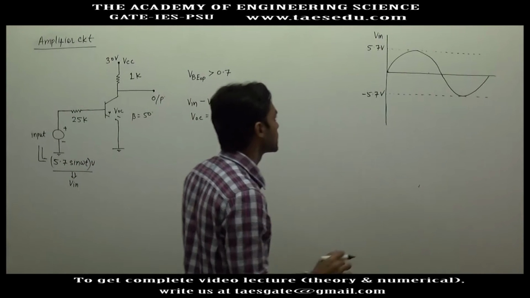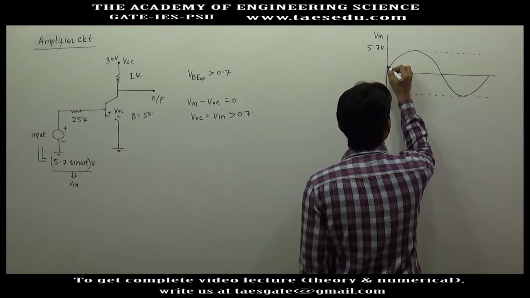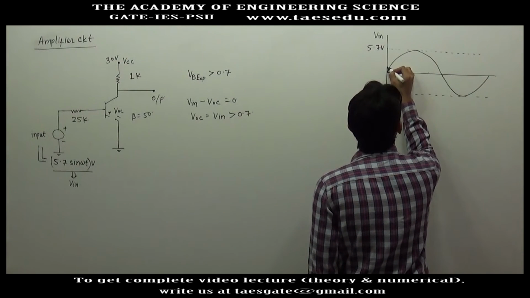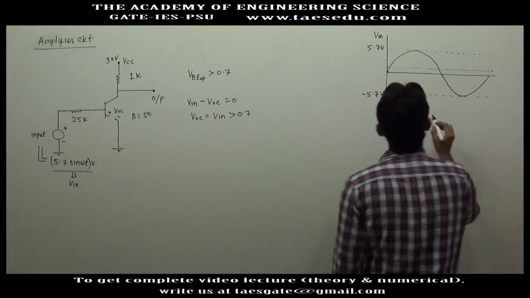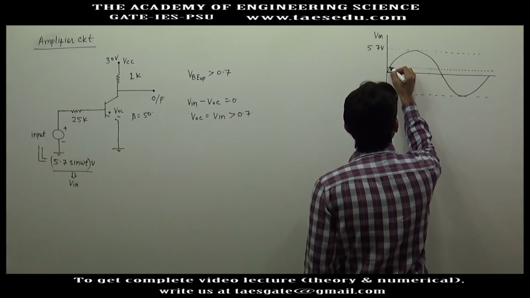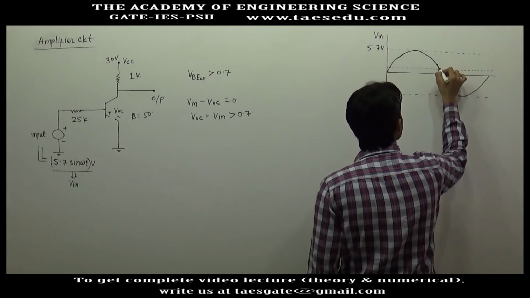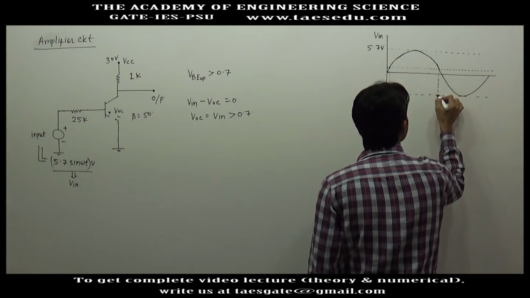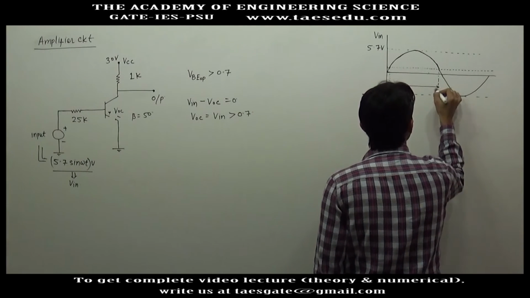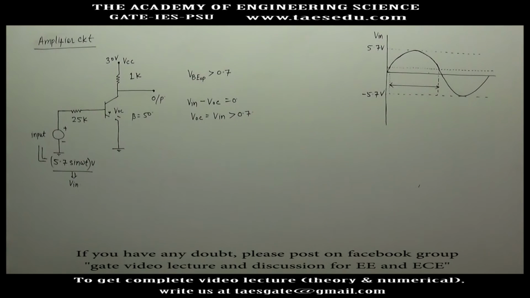Okay, so when it is greater than 0.7 volt, this is 5.7, let's say this is the line for 0.7 volt. In this region only, this transistor will be out of cutoff region. In one cycle, this is the duration for which the transistor will be out of cutoff region. Otherwise, the transistor will be in cutoff region.